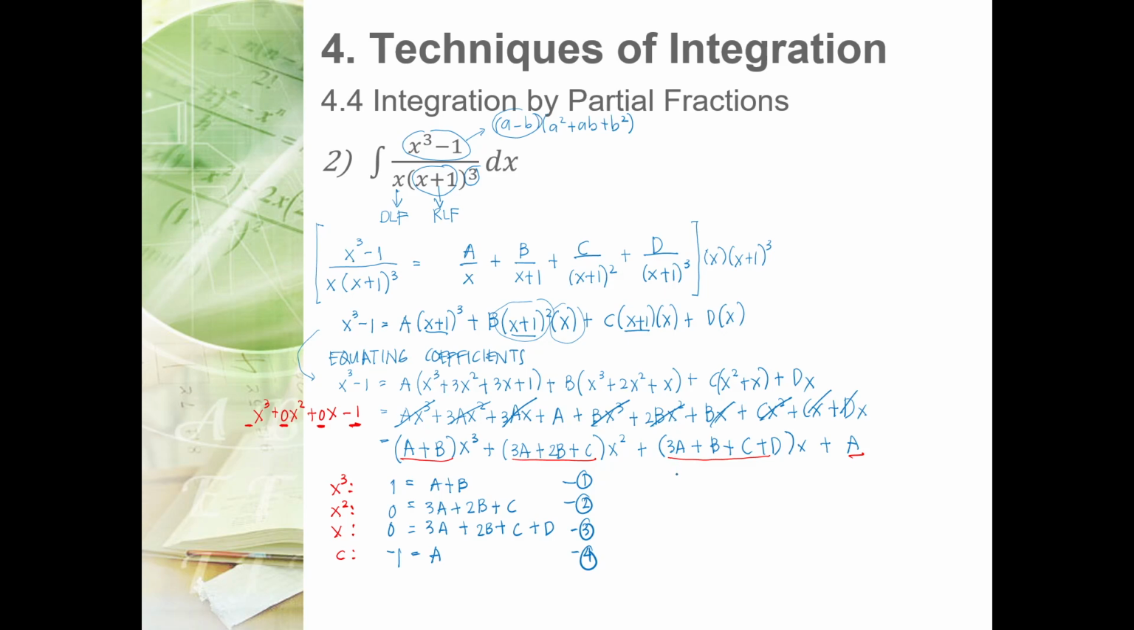Okay, so we all know that a is negative 1 according to the fourth equation. So you have a known value for a, right? So equation 1 would give us 1 equals negative 1 plus b. So our b parameter is equal to 2.